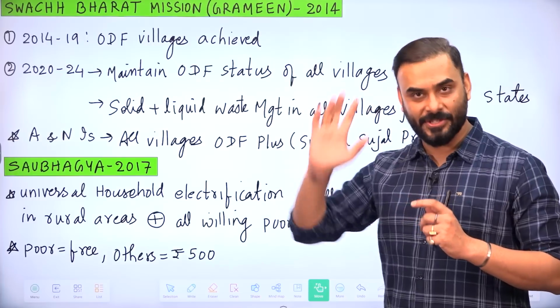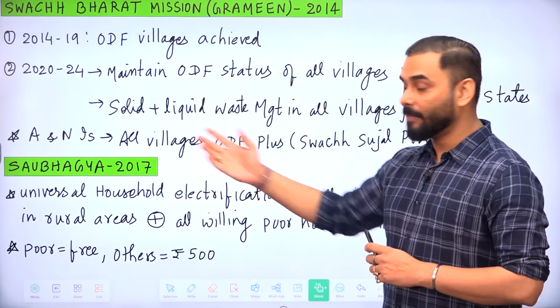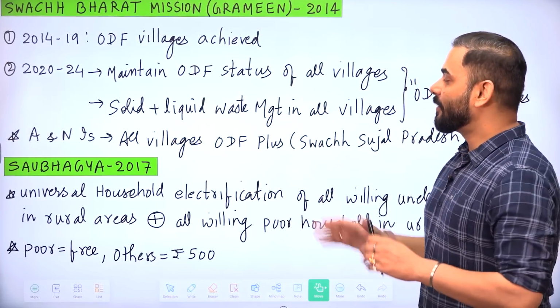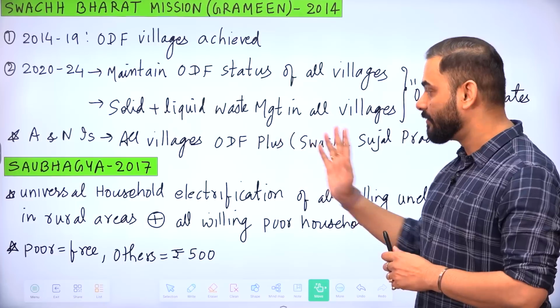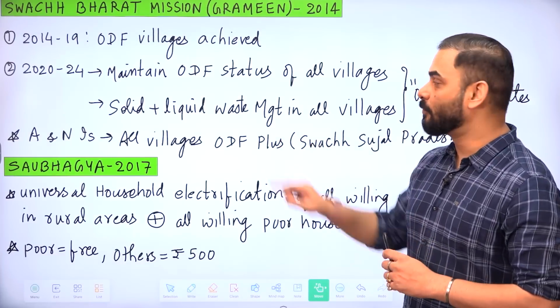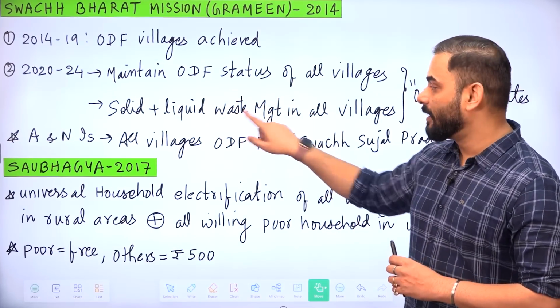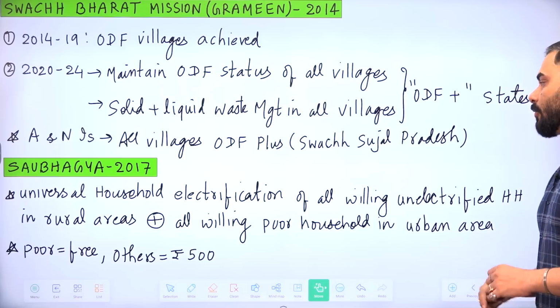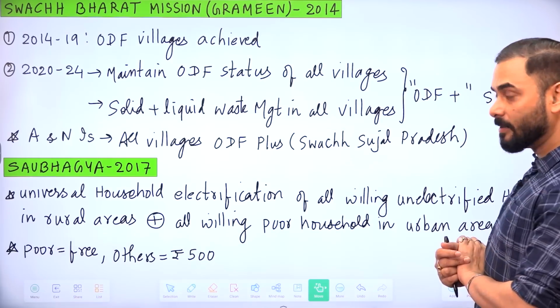to ODF plus. Right? So for example, Andaman and Nicobar Islands. There all the villages are open defecation free plus, which means they have achieved two things, ODF and solid and liquid waste management. So Andaman and Nicobar Island is also called Swachh Sujal Pradesh.